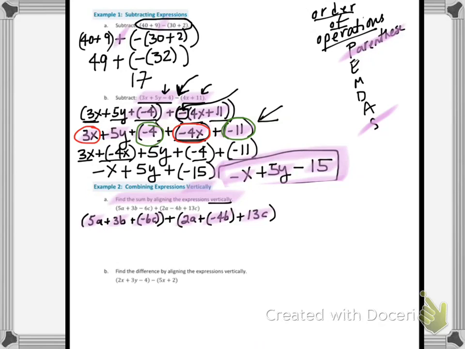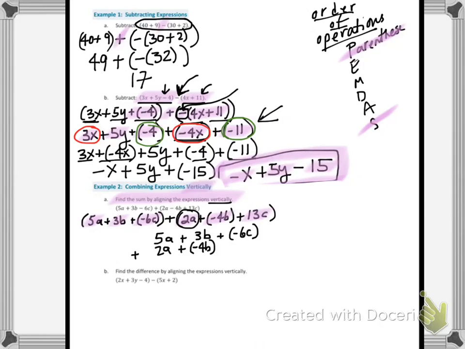And now what's nice about that is I can take my 5a plus 3b plus negative 6c, put it on the top, and then I'm just going to add, because I'm finding the sum. My other a value, which is 2a, see where that comes from over here, and then plus, again, I'll do plus negative 4b. And you can see what I'm doing.